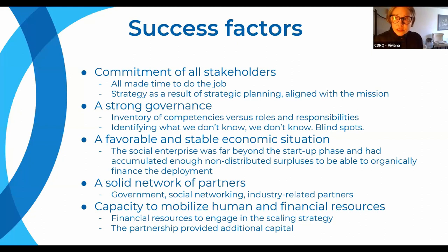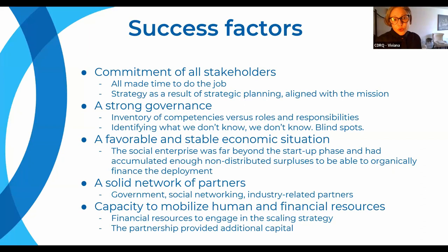A strong governance. An inventory of competencies versus roles and responsibilities for each individual within the organization and outside of the organization. Identifying what we don't know, so we identify the blind spots. A favorable and sustainable economic situation.